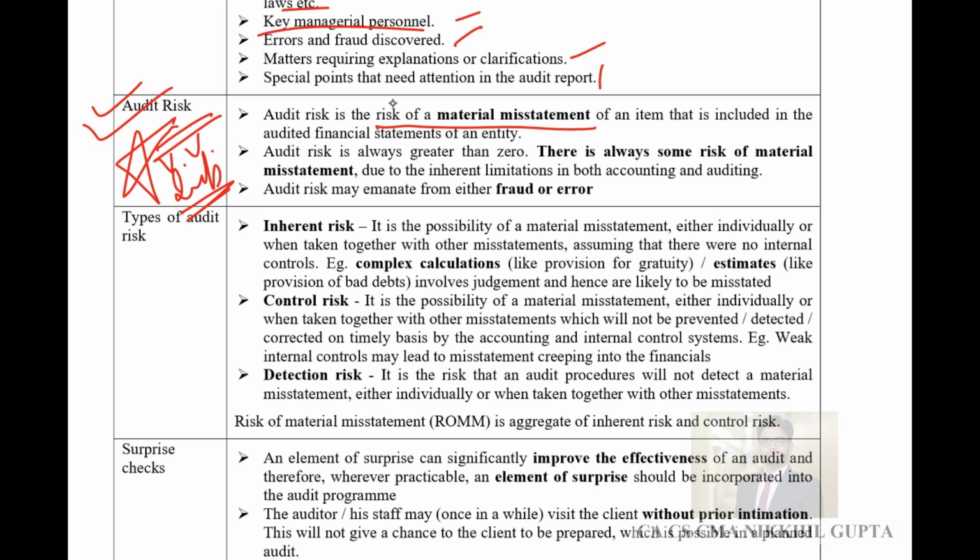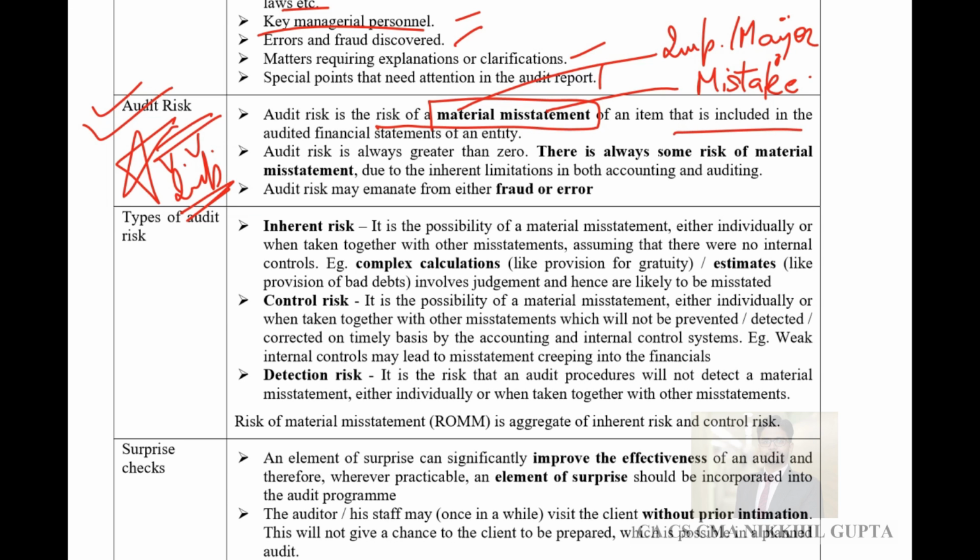It is the risk of material misstatement. Material means important or major, and misstatement means mistake. It simply means if you have done something erroneously, if you have made a mistake in an item that is included in the audited financial statements of an entity. So audit risk is the risk that some important or major mistakes are left out, which are not pointed out by the auditor in the financial statements.